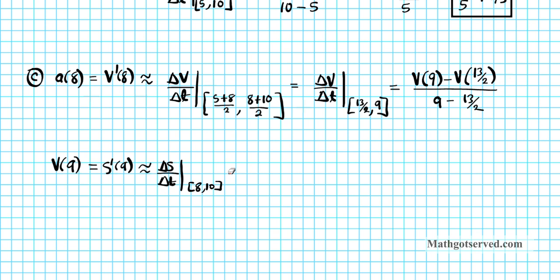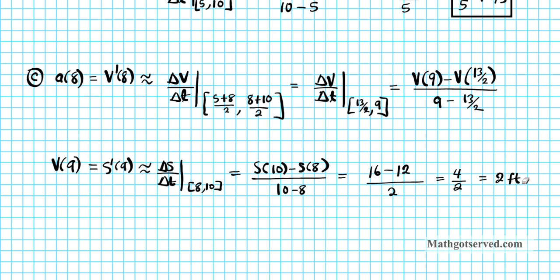All right, so using the formula we went over upstairs, we have s of b, which is s of 10, minus s of a, which is 8, divided by b minus a, which is 10 minus 8. So that's going to be 16 minus 12 using the chart, over 10 minus 8, which is 2. Simplifying, we have 4 over 2, and it reduces to 2 feet per second. So this is your average velocity at t equals 9. Okay, it's an approximation.